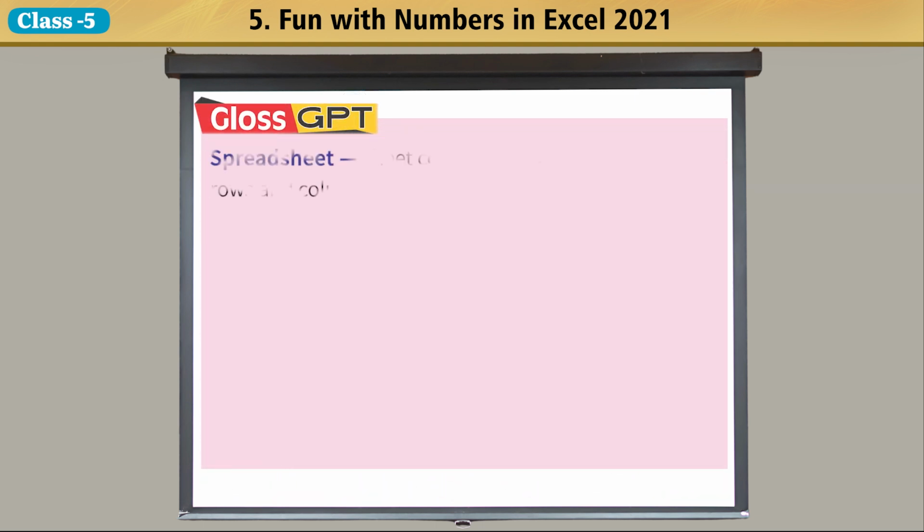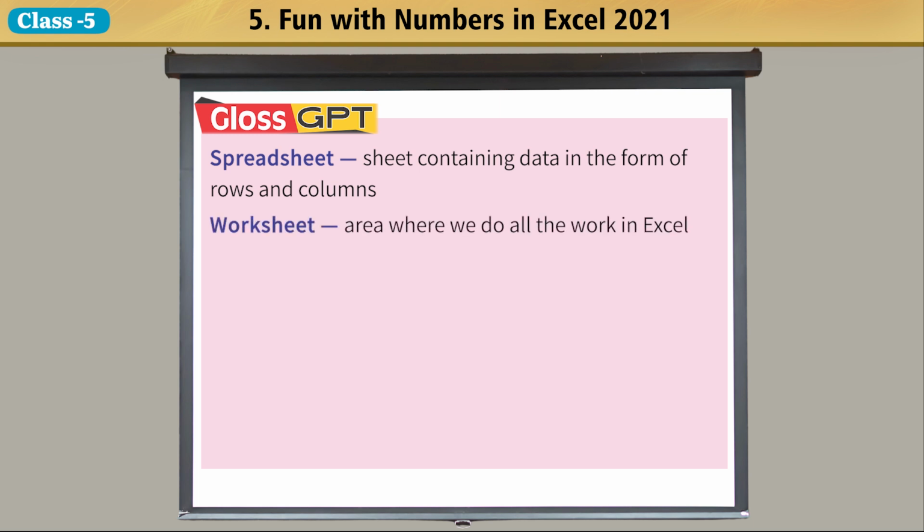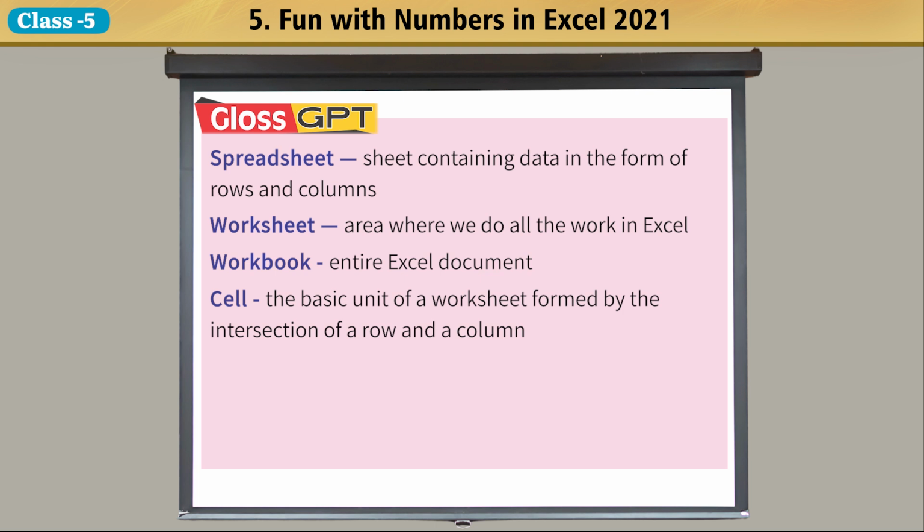Glossary. Spreadsheet: sheet containing data in the form of rows and columns. Worksheet: area where we do all the work in Excel. Workbook: entire Excel document. Cell: the basic unit of a worksheet formed by the intersection of a row and a column. Range: group of cells forming a rectangular area.